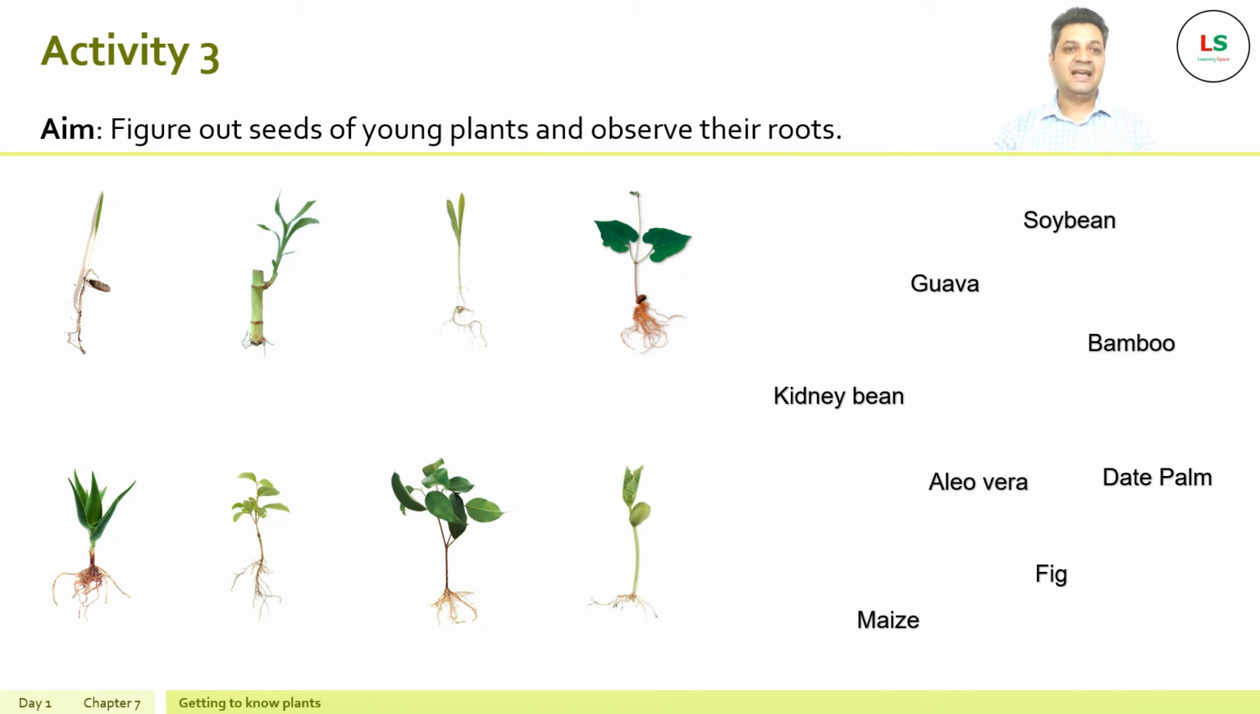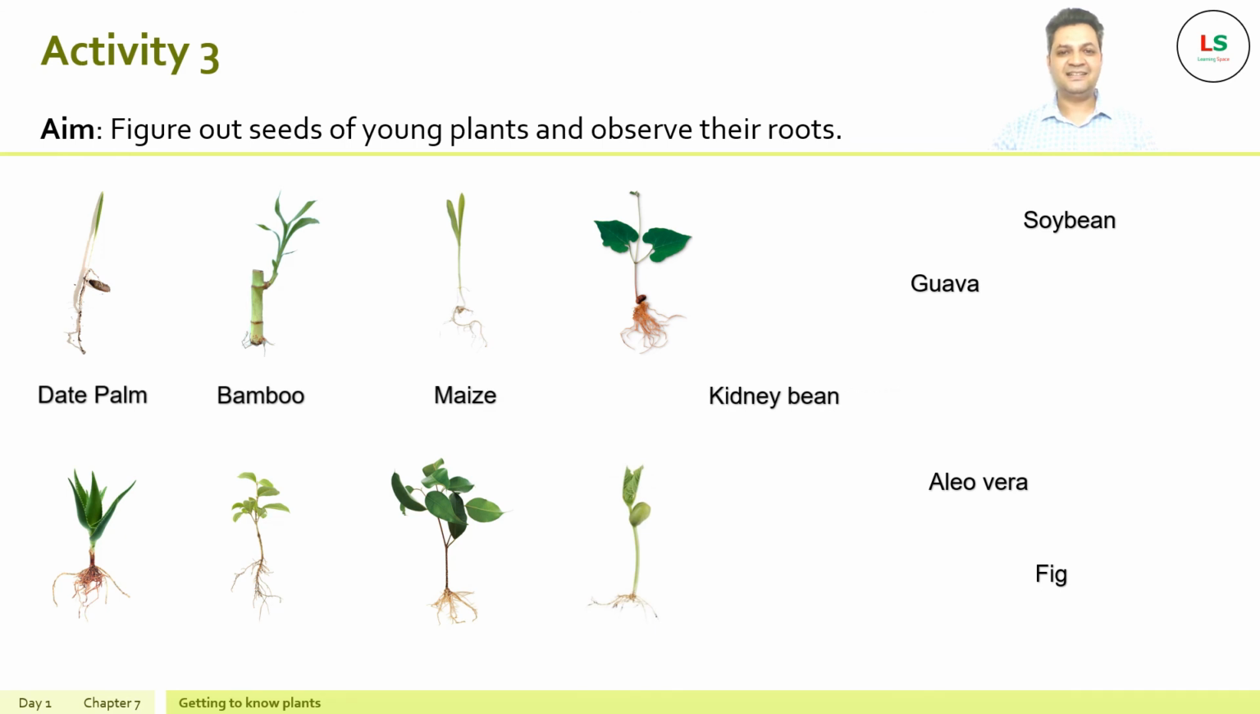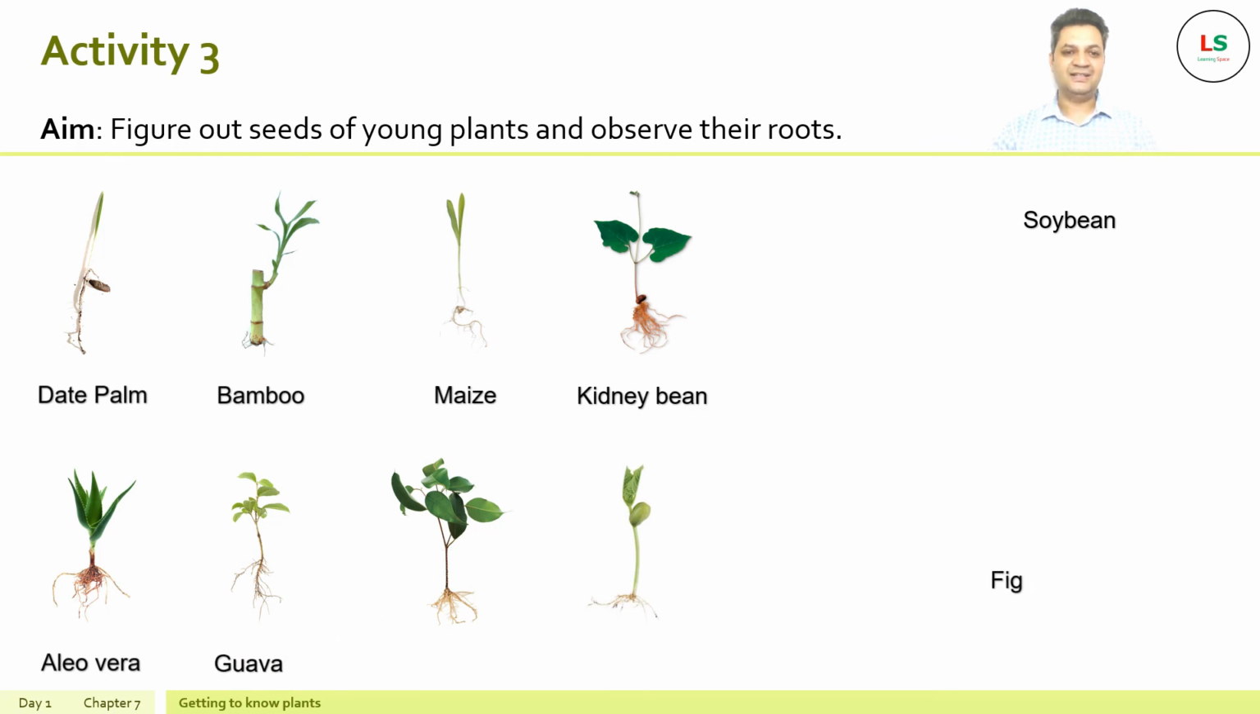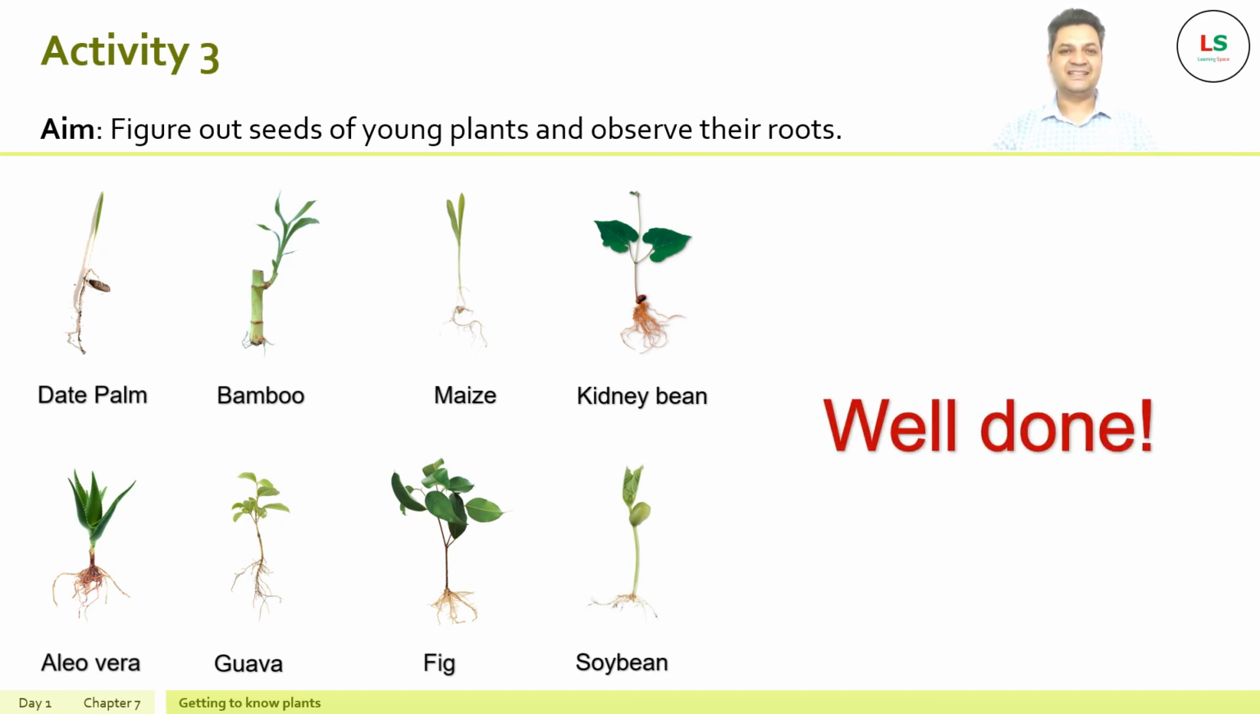Activity number 3. Here we have to figure out the seeds of young plants and observe their roots. So on one side we have the plants and then we are going to place the names of the plants under them. So the first one is date palm, bamboo, maize, kidney bean, aloe vera, guava, fig and soybean. Well done.